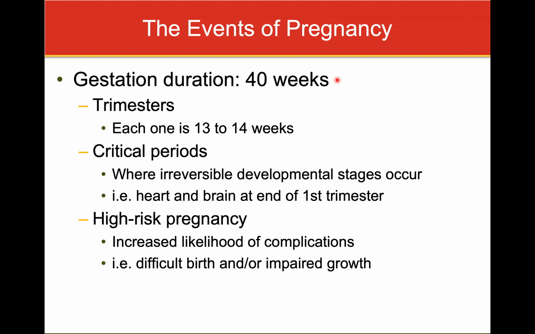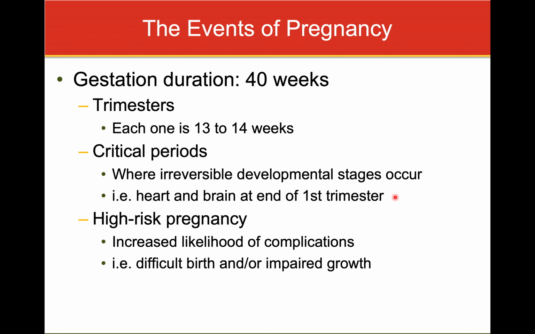So the whole operation takes about 40 weeks, and this we call the gestation. Those 40 weeks are broken down into what we call trimesters, and each trimester is 13 to 14 weeks. In these trimesters, we have what are called critical periods, and this is where there are developmental stages that are irreversible. So if something happens at the stages where the baby doesn't properly develop, once you get beyond that point, there's no turning back. That's going to be permanent damage.